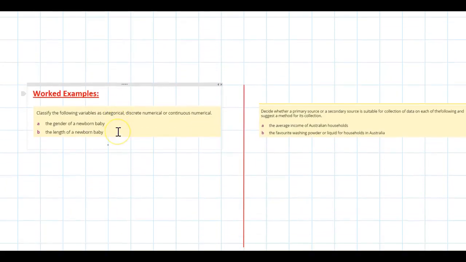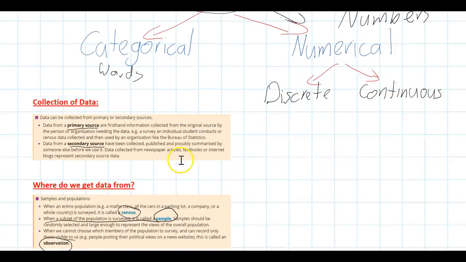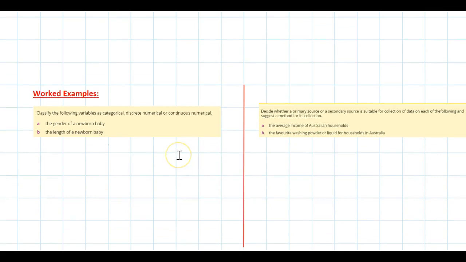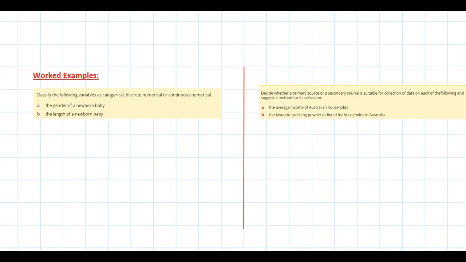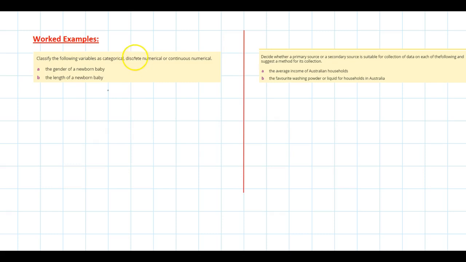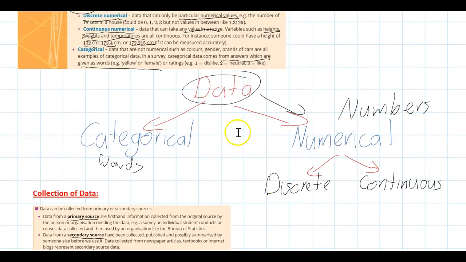So now we want to look at some worked examples. So putting all this information together, let's see if we can actually answer some questions. Now the first one here is, can you classify the following variables as categorical, discrete numerical, or continuous numerical? So the first one here we have is the gender of a newborn baby, and B here is the length of a newborn baby. Now again, remember we have the different categories and we're going to use this flowchart as an example. So remember when we have categorical, it is words, and when we have numerical, it is numbers.